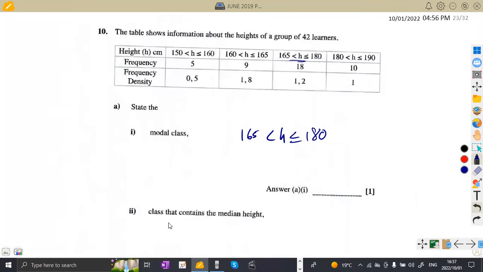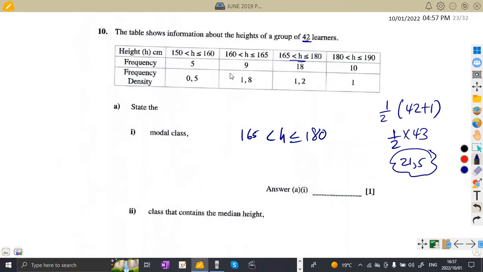Then, which class contains the median height? Remember, the median is found at the half of the distribution. If you're given this, it's going to be half of n plus 1, where the distribution adds up to 42. So we need half of 42 plus 1, which is half of 43, or you can use half of 42, that is fine. The one you're most used to, this gives us 21,5. So we need to find the 21,5th term.